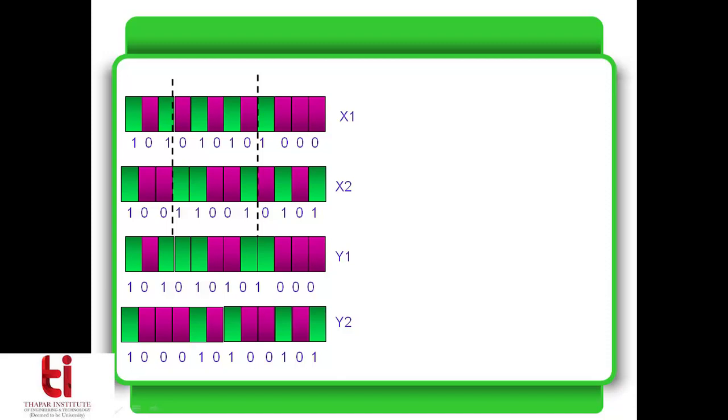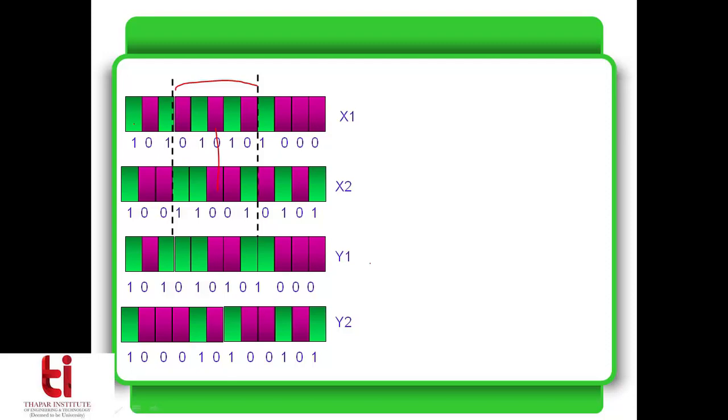So I've divided my chromosome into three parts. In offspring 1, I simply swap the middle region between the two crossover sites, whereas I retain the first and the third partition from my x1 parent.